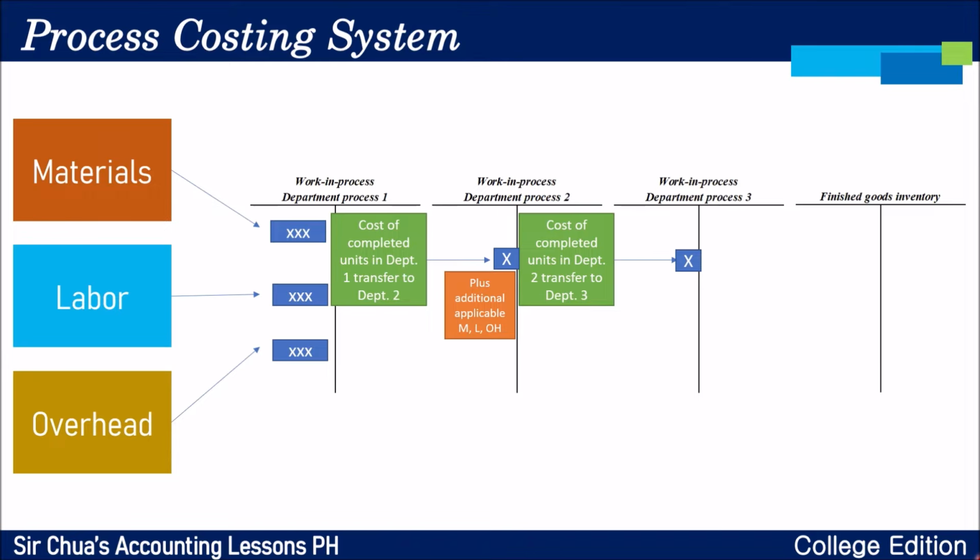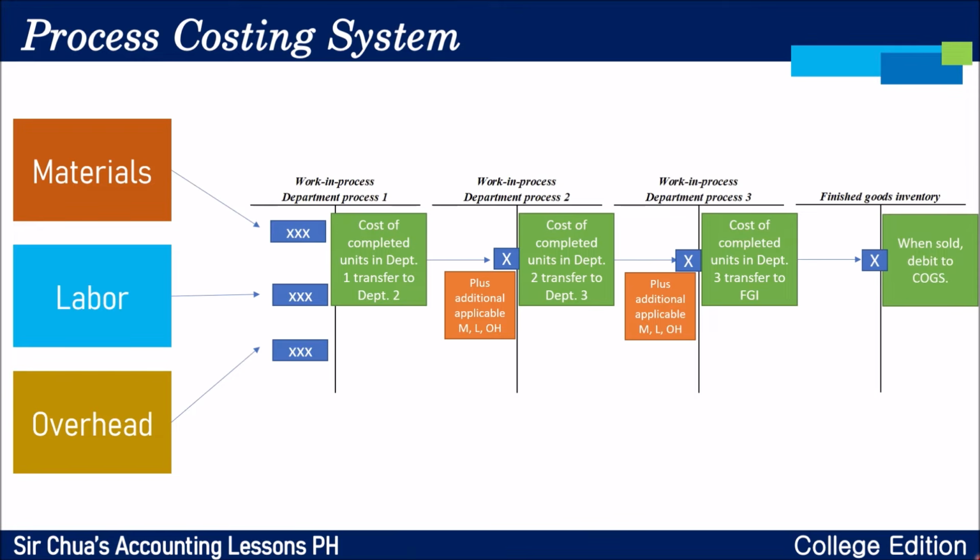At syempre, sa department number 3, baka meron ka pa uling additional dyan na materials, labor, and overhead. Okay? So, pag natapos yung proseso niya sa department 3, the cost of completed units in department 3, syempre, tapos na. Saan natin ilalagay? Transfer na natin sa finished goods inventory. And syempre, pag naibenta na, debit natin ang cost of goods sold, i-credit natin sa finished goods inventory.